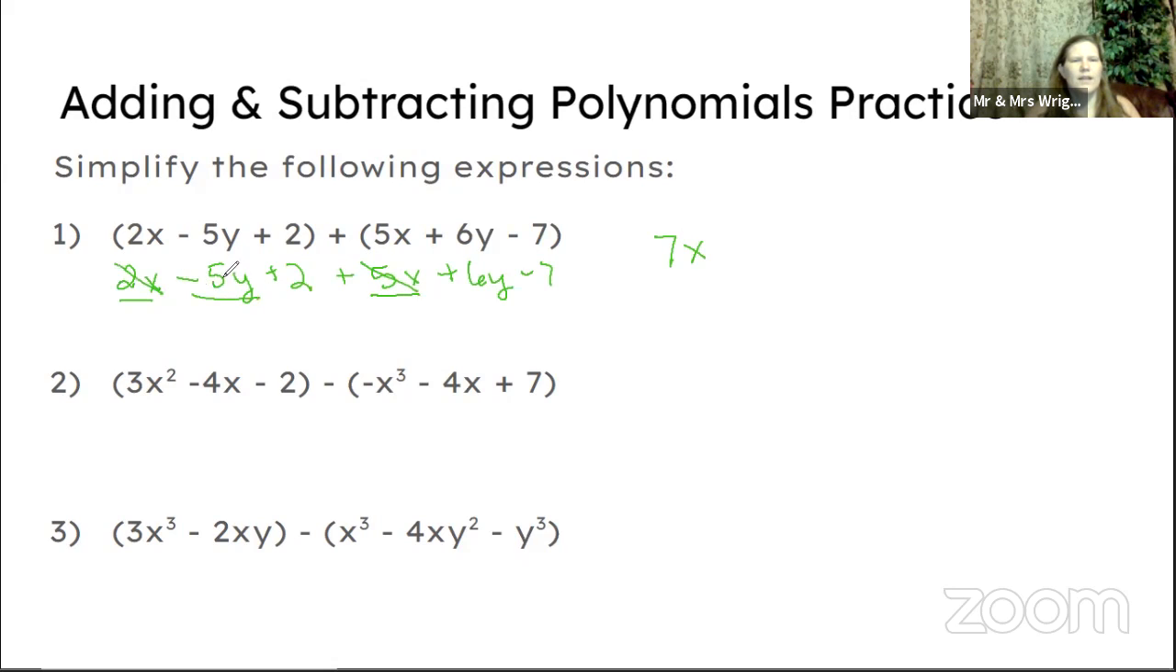Now I've got my -5y and positive 6y. Positive 6 and -5 make a +1. We do not need to write a 1 as a coefficient. It is understood or implied. So let's go ahead and cross those out. And we have left our constants, a +2 and -7. Combining those, different signs, negative and positive, we take the difference. 7 minus 2 is 5. And our larger sign in this case is a negative. It takes the answer, so negative 5. 7x plus y minus 5.